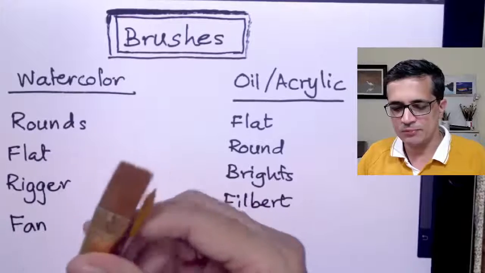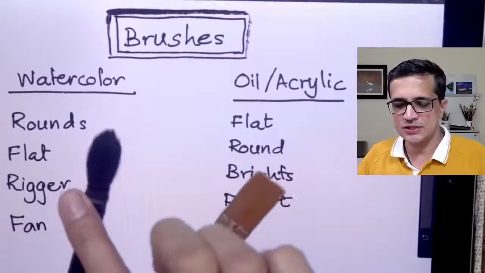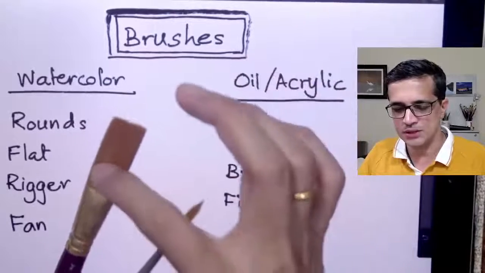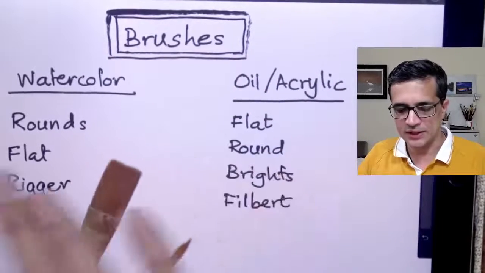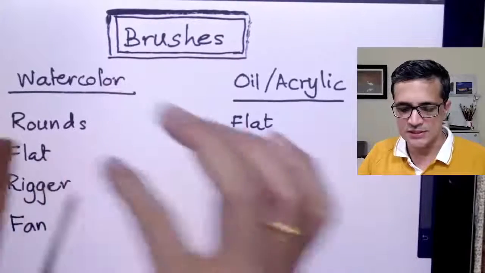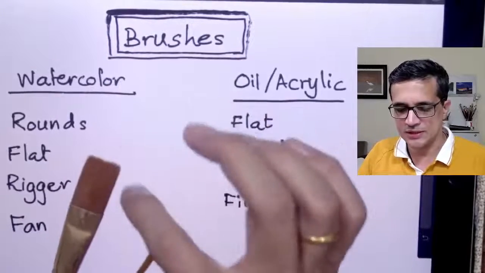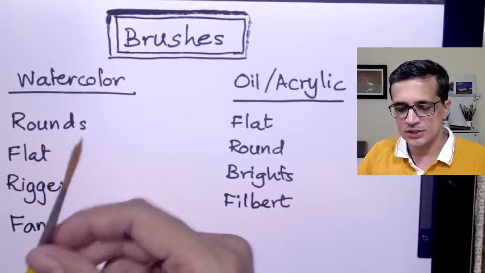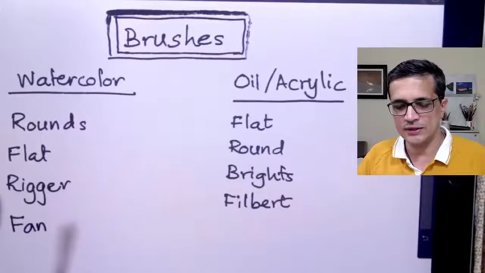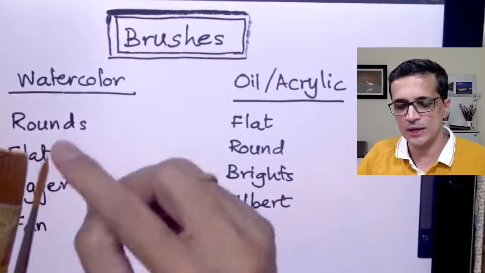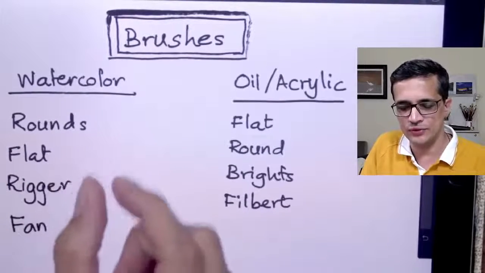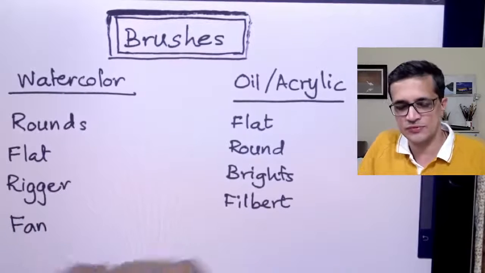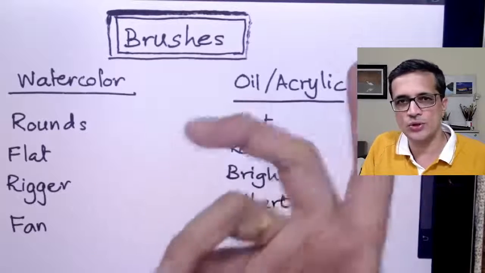Then this is a natural hair brush, and this is a man-made bristles brush, which is why the color difference is there. And this is a flat because it has a rectangular shape to its bristles. Riggers generally have long bristles, the length being much more compared to the width or the amount of bristles. So these are called riggers. Then there is a fan brush, which is just like a fan, but I don't use that, so I don't have it right now.